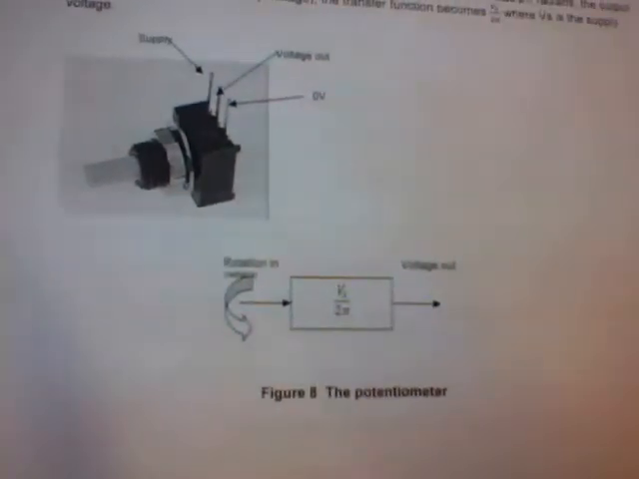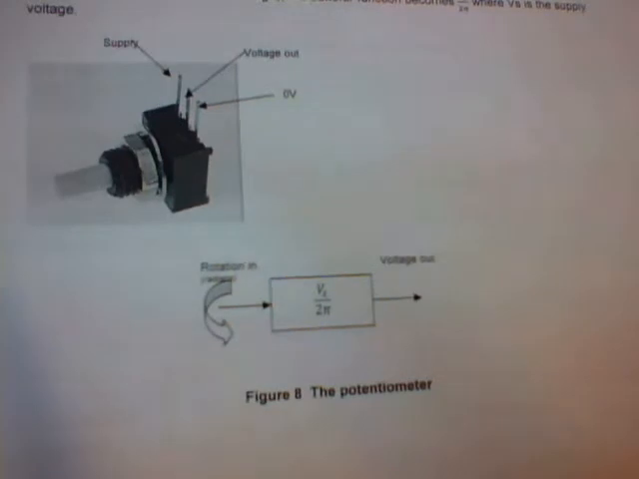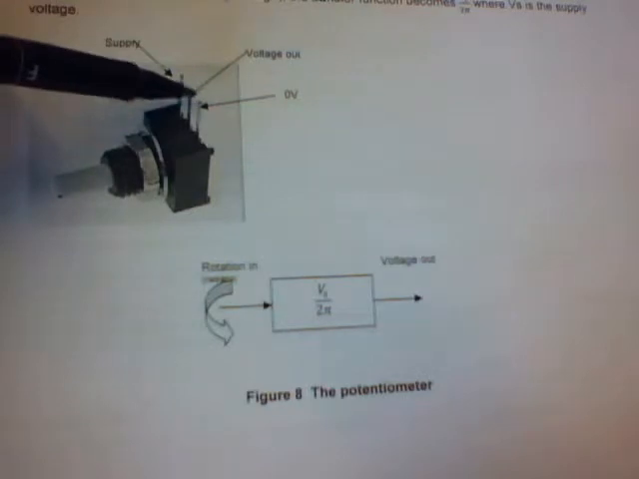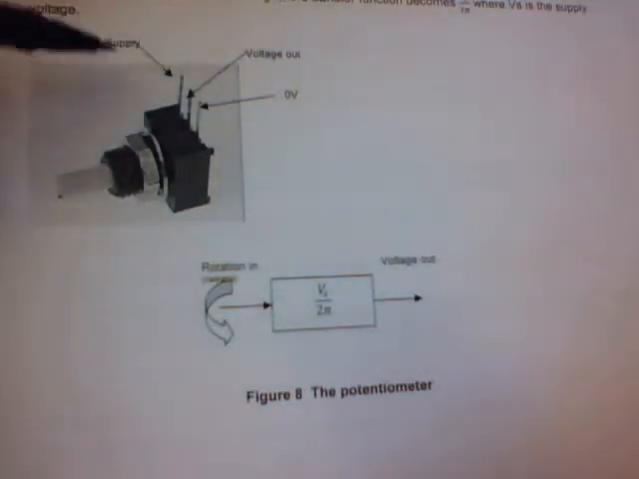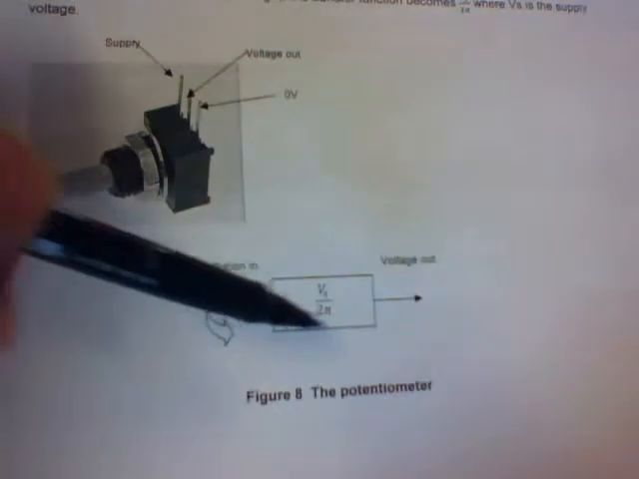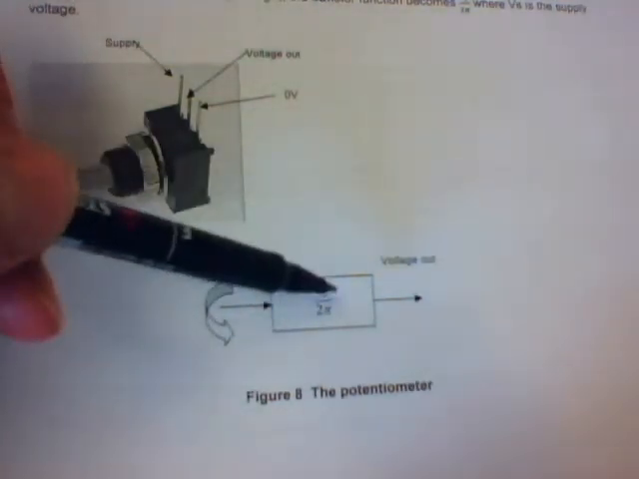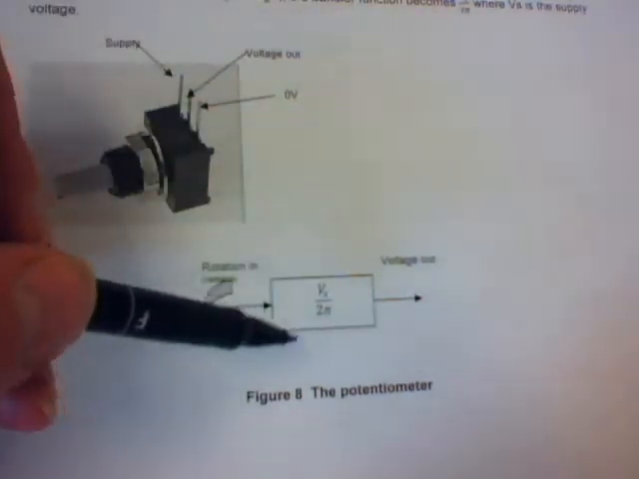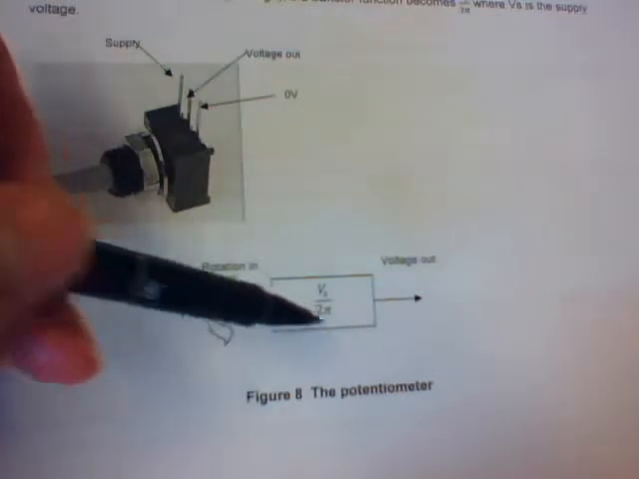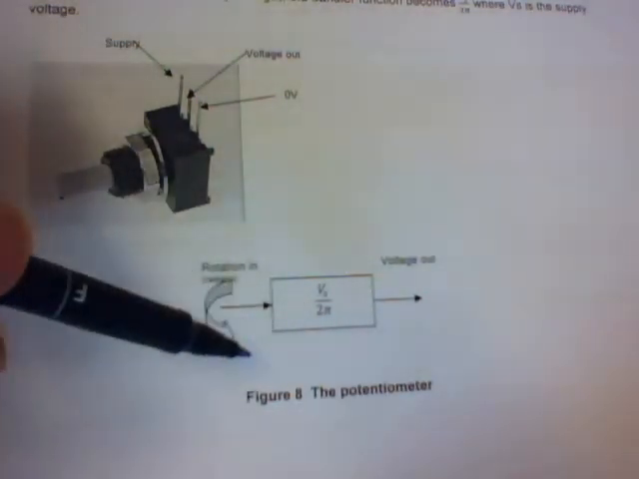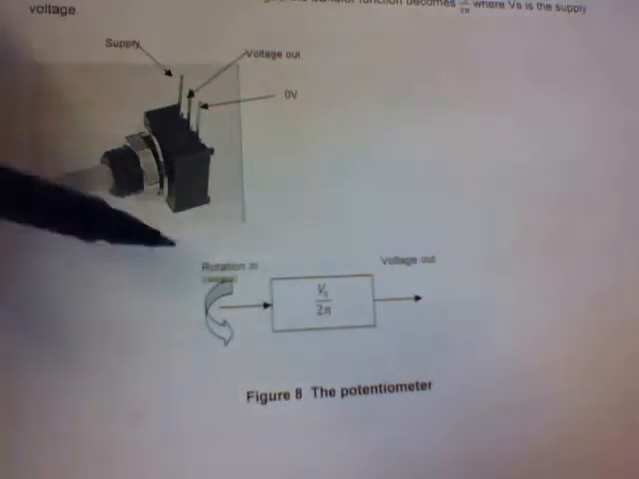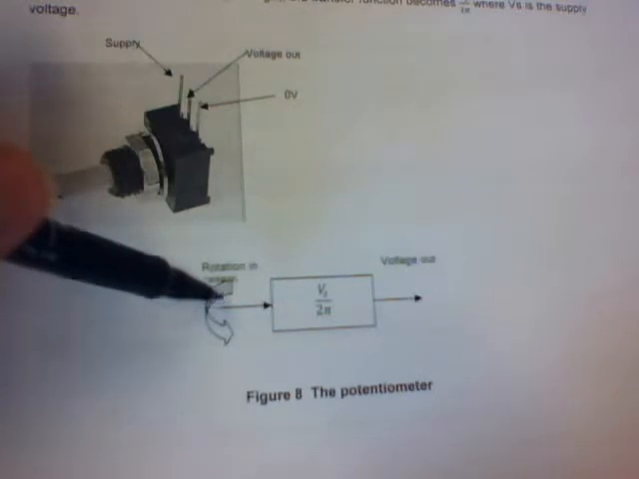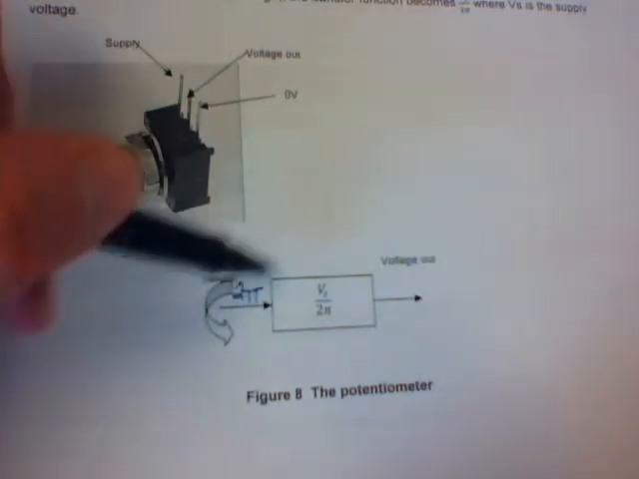Moving along to the potentiometer, a potentiometer is also known as a variable resistor. You turn the input and you get a voltage on the output when it's connected properly in an electronic circuit. And the transfer function for this is Vs, which represents the voltage supply, divided by 2 pi. Now I've put 2 pi because 2 pi is 1 complete revolution in radians. So if it was 1 complete revolution, it would be 2 pi radians. So we would have an input of 2 pi.